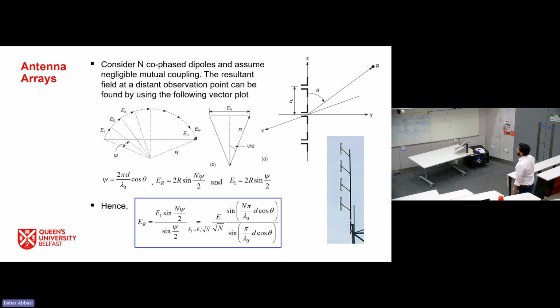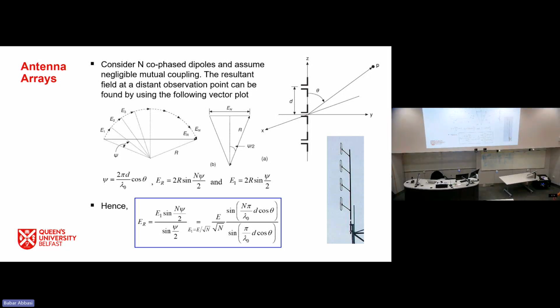Okay, and the phase difference between 2 elements can be 0, or it can be another value. If it is 0, then what it means is I'm exciting all these antennas by the same signal that has the same frequency.